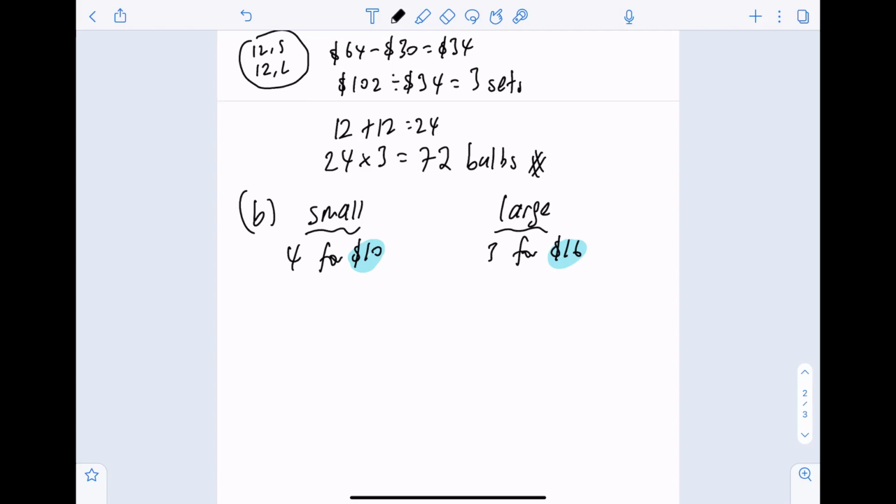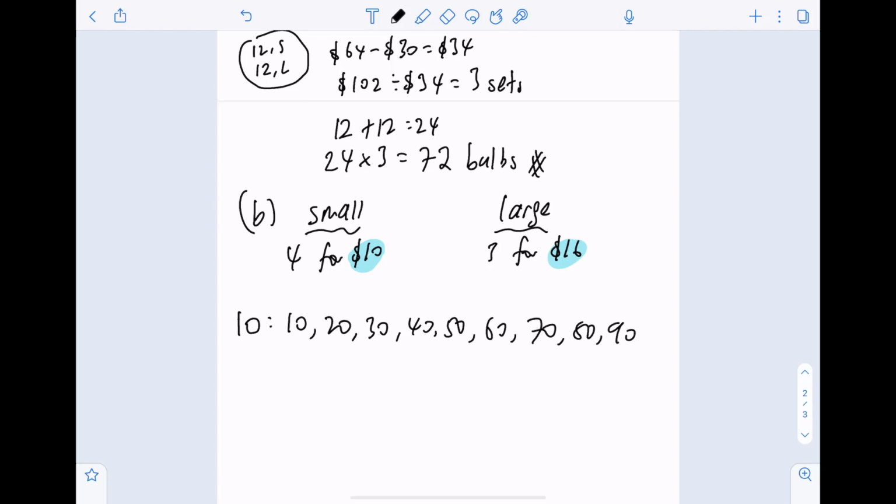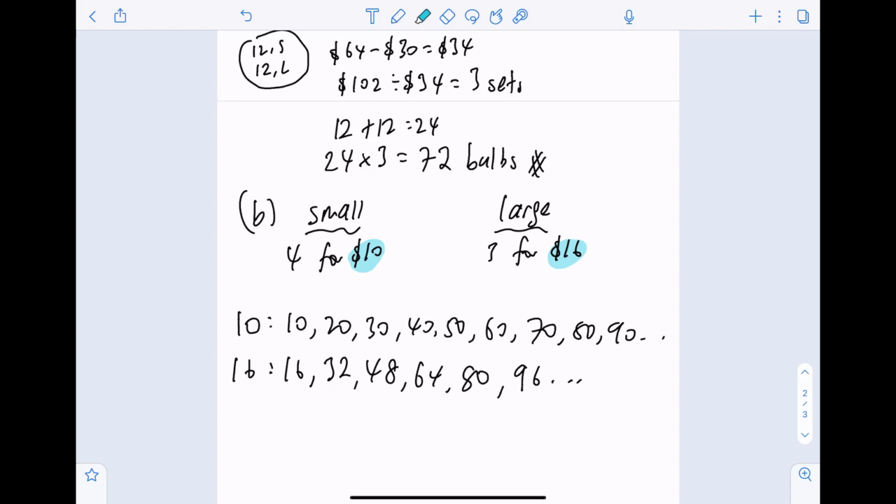Okay, so the lowest common multiple of 10 and 16, you can actually list it down. So 10 is 10, 20, 30, 40, 50, 60, 70, 80, 90, so on and so forth. For 16, it's 16, 32, 48, 64, 80, and 96, so on and so forth. So the lowest common multiple you can get is 80 here in this case.